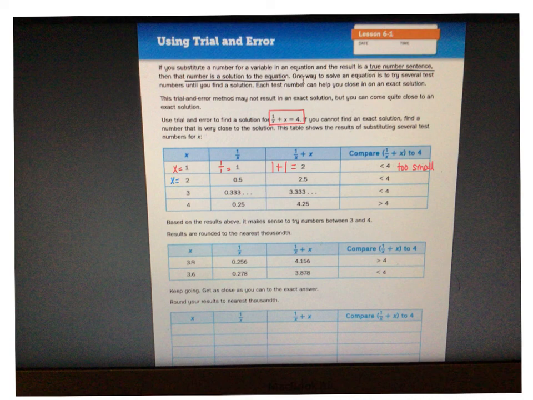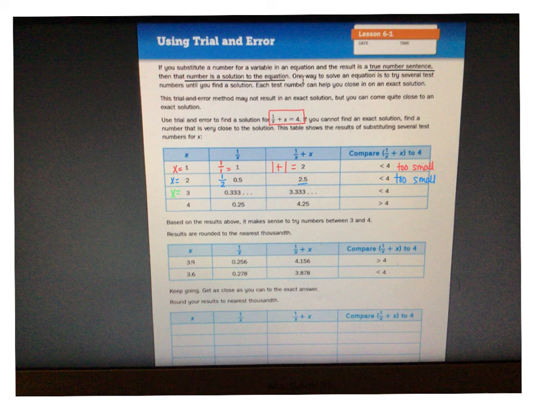Let's try 2. So when I fill the 2 in here, I put 1 over x, and we now said x is 2. And when I take 1 over x, which is 1/2, or 5/10, plus x, which is 2, and I add these numbers together, I get 2.5. So how does that compare to 4? Well, it's still less than, or it's too small. However, I'm noticing it got a little closer to 4, right? So let's go a little higher. Let's make x equal 3.